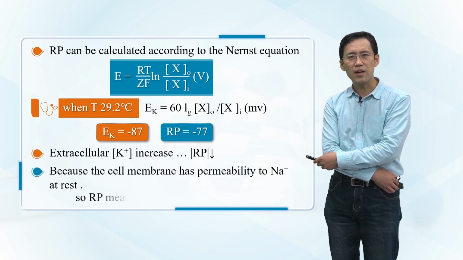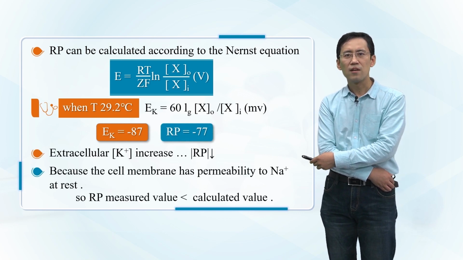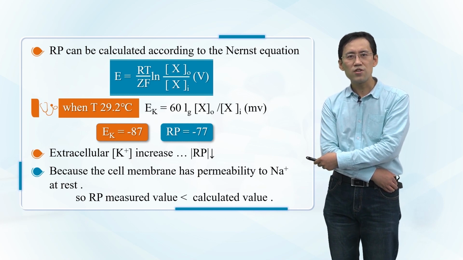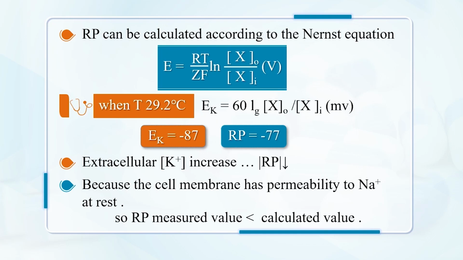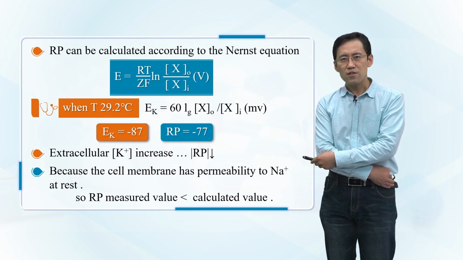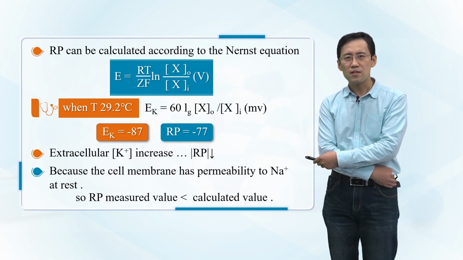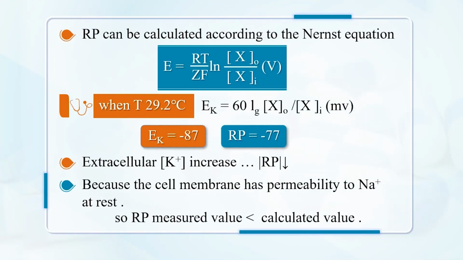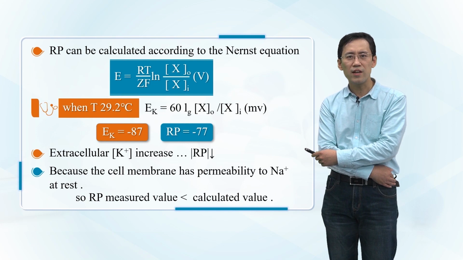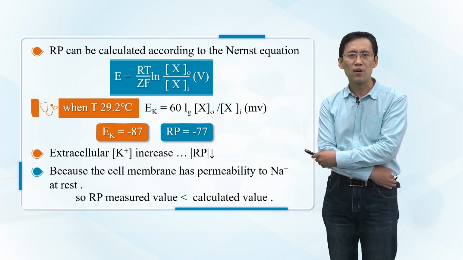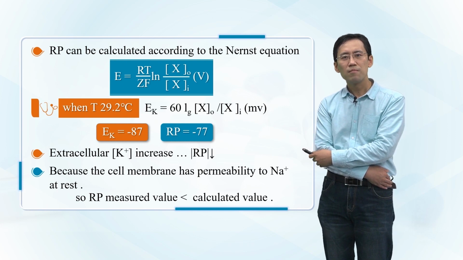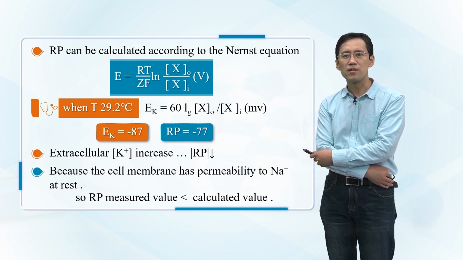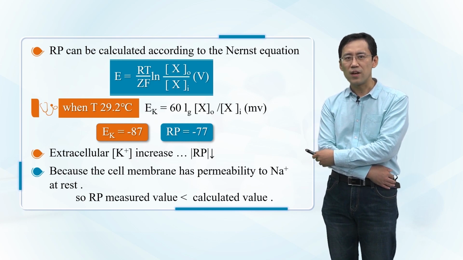The resting potential can be calculated according to the Nernst equation. When the temperature is 29 degrees Celsius, the resting potential equals minus 77 millivolts, and the potassium equilibrium potential is minus 87 millivolts. The reason there's a difference between EK and the resting potential is because the cell membrane has some extent of permeability to sodium ions at rest.